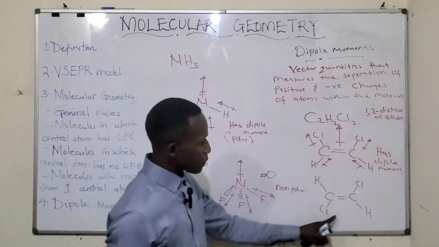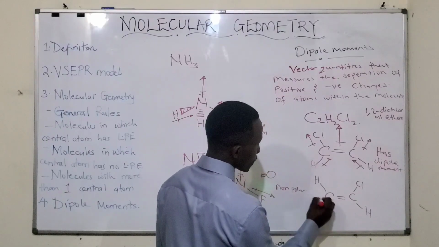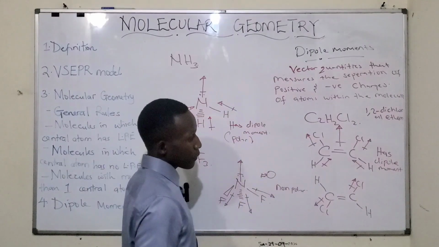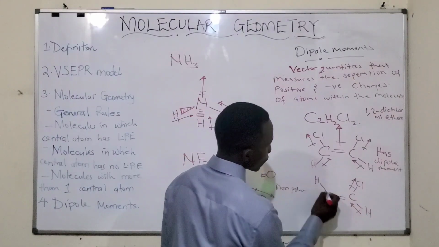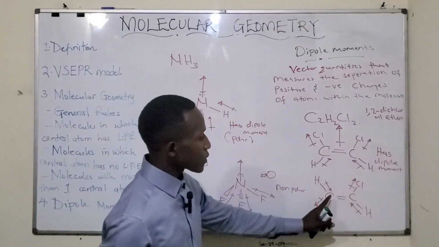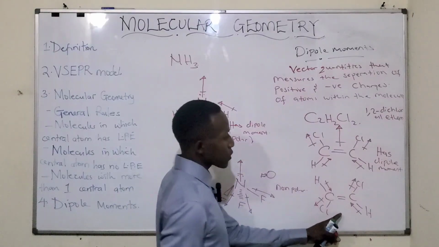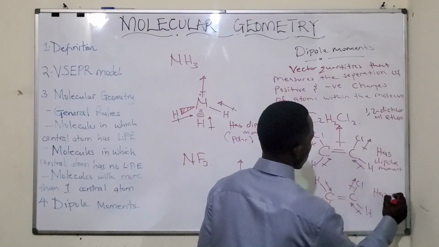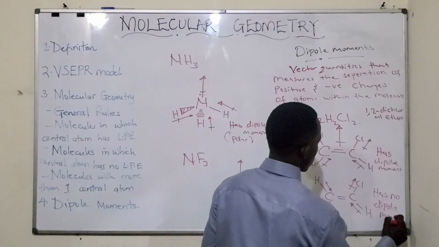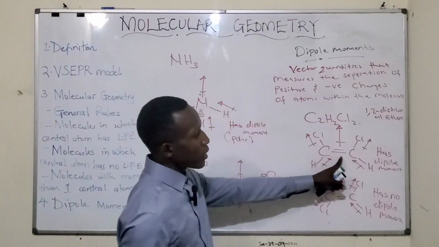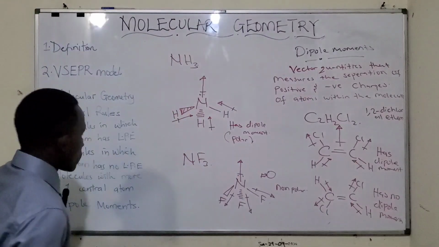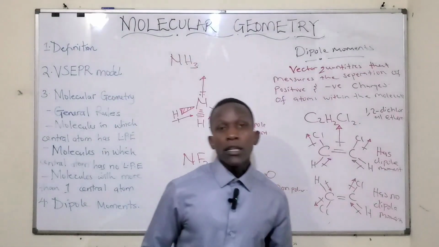When it comes to the trans form, this chlorine is pulling towards this side, and this chlorine is pulling towards this side. This carbon is pulling towards itself, and this one is pulling towards itself. So the dipole moments cancel themselves. This means this one has no dipole moment. So the cis form has a dipole moment, but the trans form has no dipole moment. It's the same kind of thing.